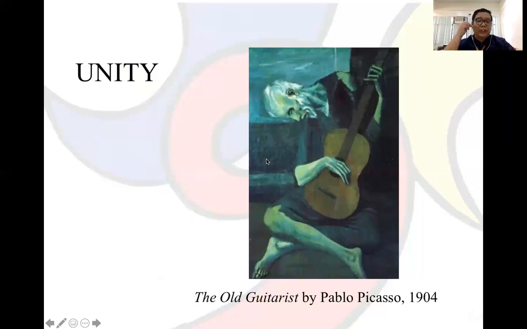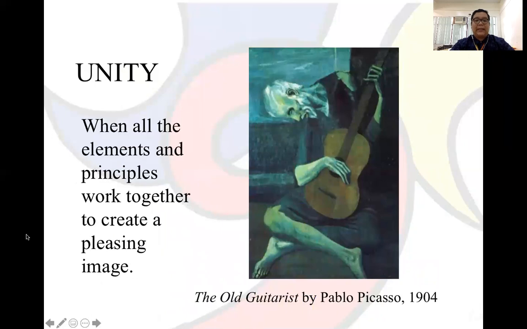Next one is unity, okay? Unity is embodied in the painting of Pablo Picasso in 1904 entitled The Old Guitarist. So here, unity is achieved when all the elements and principles work together to create a pleasing image. If you could notice here, the shadows, okay, the different colors used, the variety, they come in unison, meaning they come united so that there is one strong meaning to be portrayed through the different elements used here.